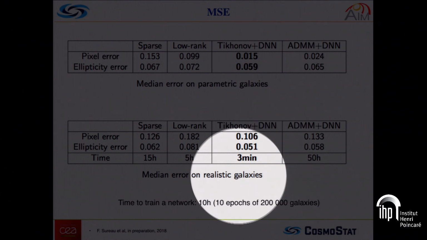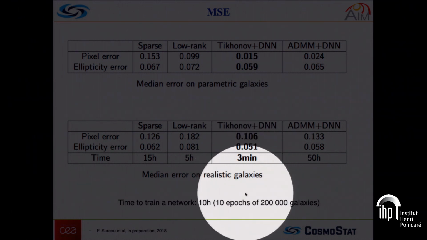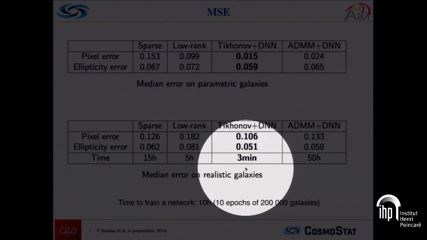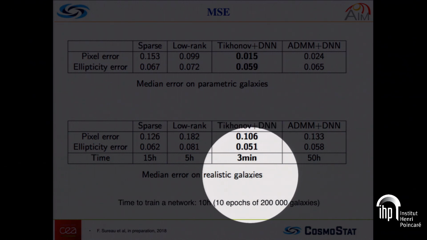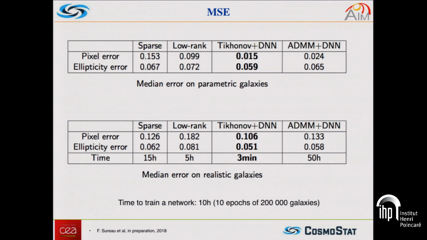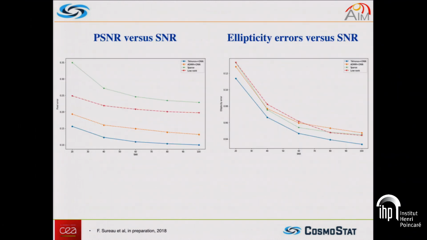And also, once you have trained on the data set, you need only 3 minutes to recover. So it's extremely fast. When the training is done, in 3 minutes you can deconvolve 10,000 galaxies. So it means that this kind of technique can really be considered for deconvolving large image surveys. That's something I think we should think about in the future.